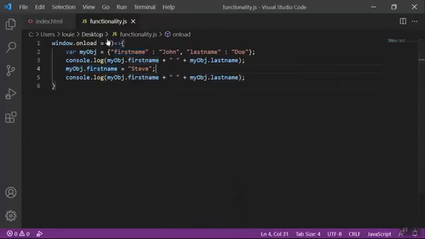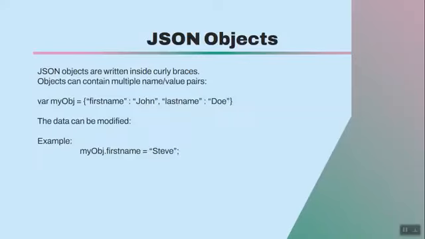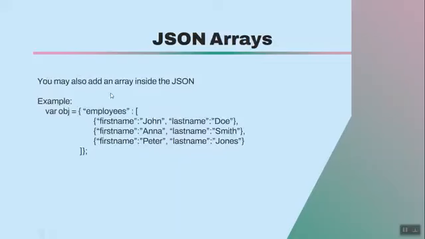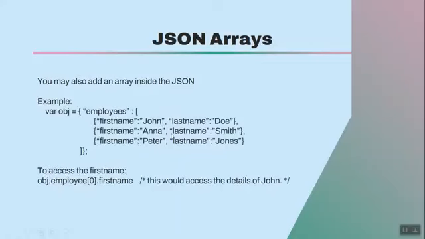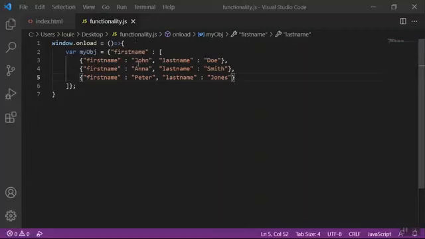So what's next? We have here the JSON or array inside the JSON. So we have the first name, last name. So let me type this first. Okay, so now I have this new object which contains 3 employees. Let me change this one. 3 employees, John, Anna, and Peter.